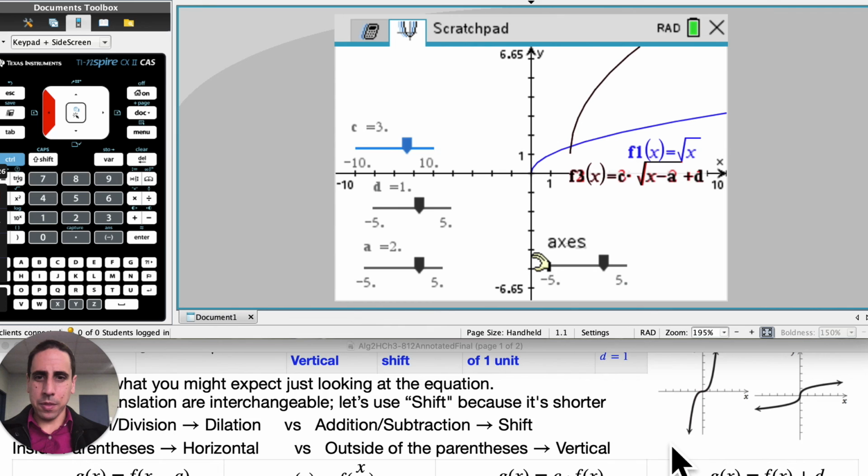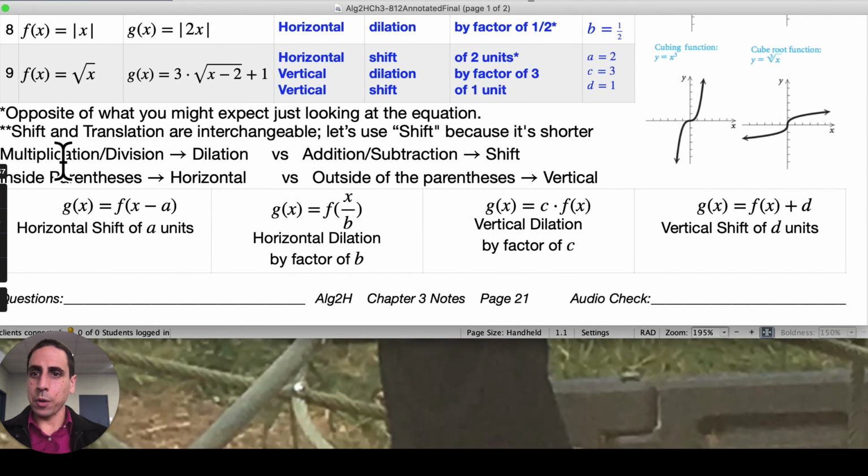Just to sum up things, anytime you have multiplication or division, that's going to indicate a dilation. Anytime you have addition or subtraction, that's going to indicate a shift. If the number is inside the parentheses or inside the function, then it's going to be horizontal. If it's outside of the parentheses, it's going to be vertical. And this is a summary of where all the values are. The a is inside with minus a, b is inside with division, c is outside with multiplication, d is outside with addition.